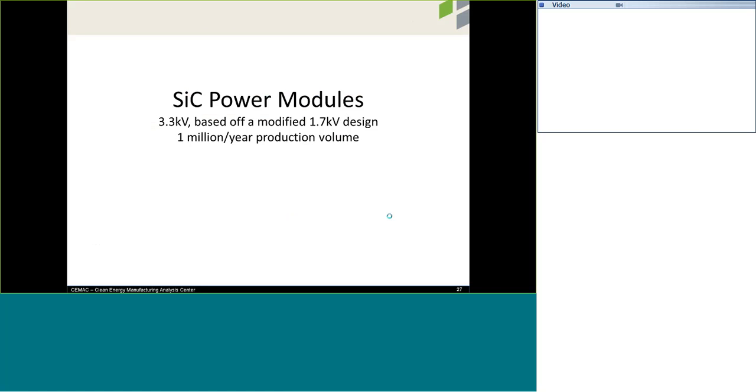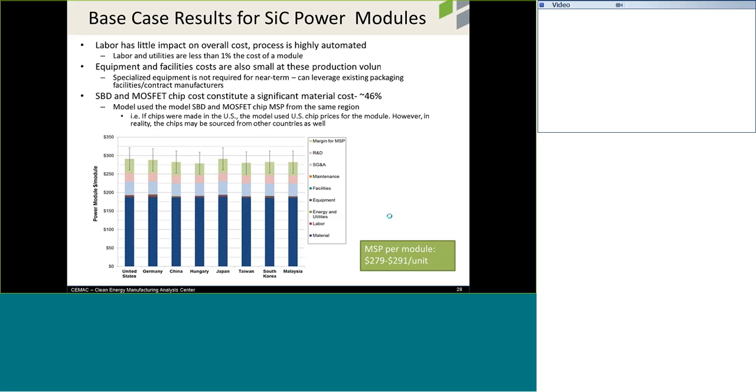All right, silicon carbide modules. For the silicon carbide module, we were using a 1.7 kV design that's in existence today, and using a modified version of that, we assume that you have a capacity of 1 million per year. We found that really it's a highly automated process. Labor has very little impact on the overall cost. At a volume of 1 million a year, your equipment and facility costs are also going to be very small. And there's really no specialized equipment you're going to need in the near term, so you can leverage existing packaging facilities and contract manufacturers.